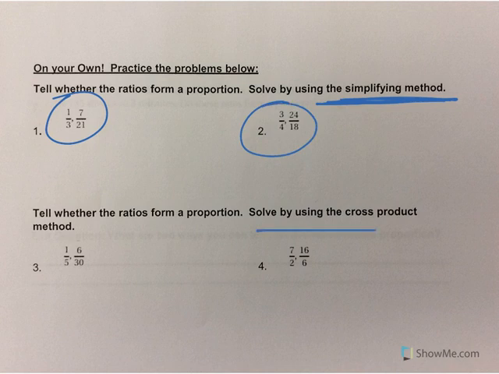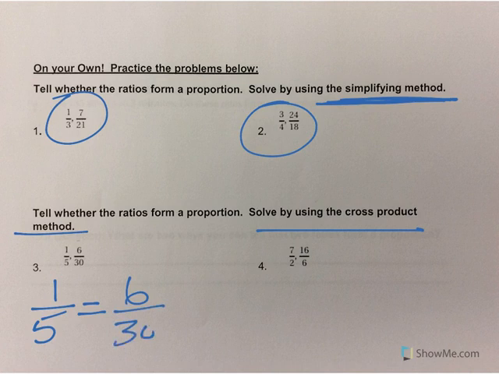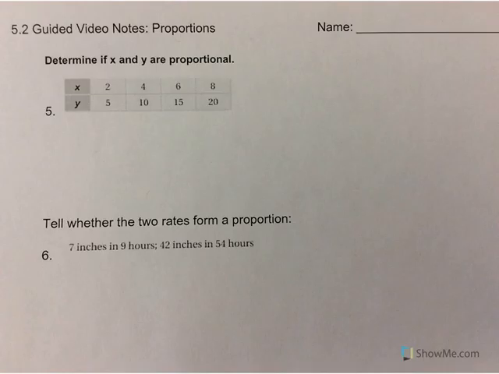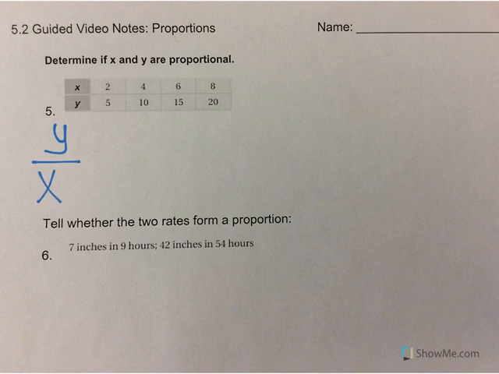Then when you get to number 3 and 4, it says to solve using the cross product method. Again, it helps if on your paper you go ahead and rewrite them. You're asking yourself, is 1/5 the same as 6 over 30? And then do your cross multiplying from there. Number 5, again, same thing. Just don't forget that the y value should go on top and the x value should go on the bottom.